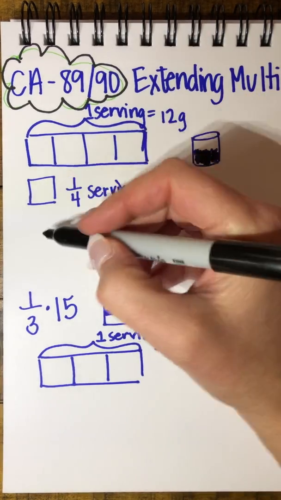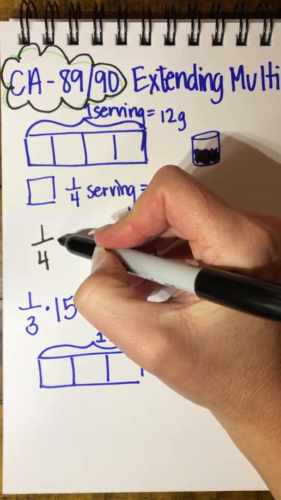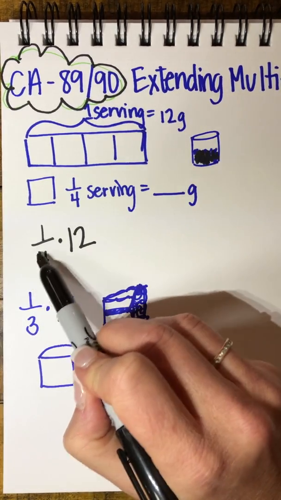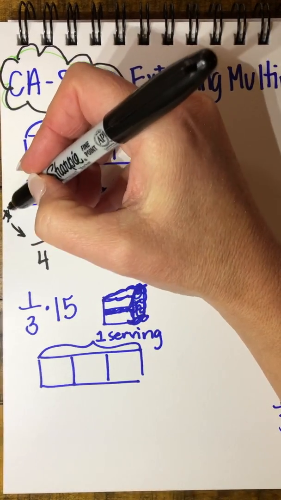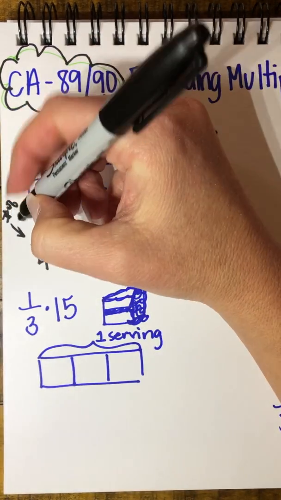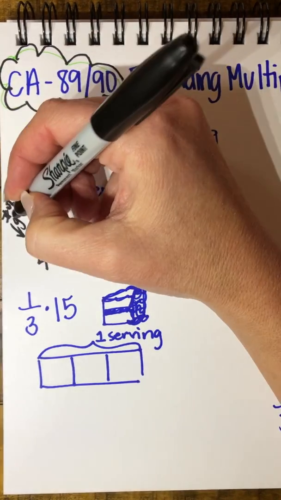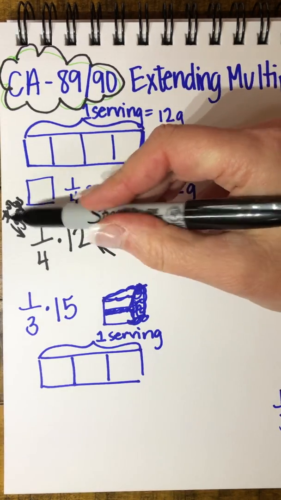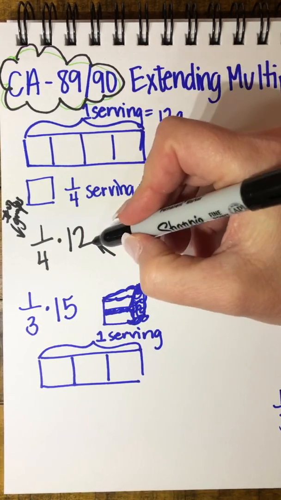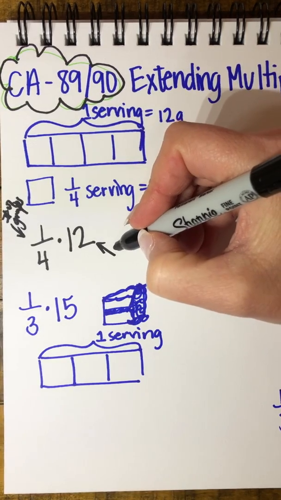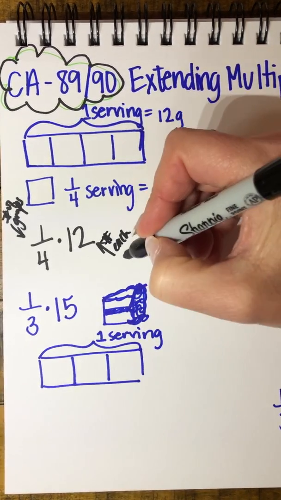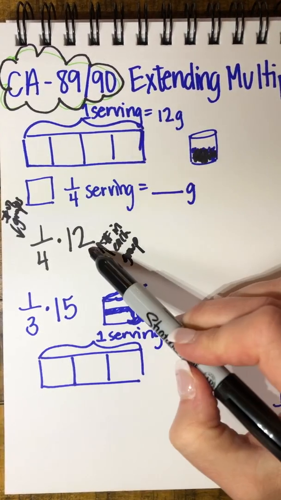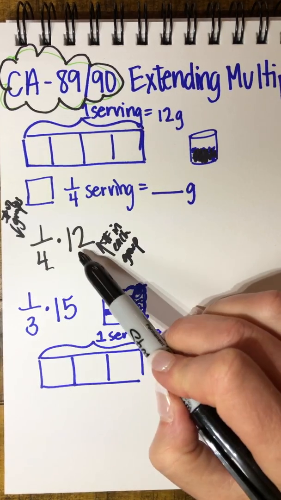And so if we just remember back to our definition of multiplication, we have our number of groups. So here is our number of groups. And when it's not a whole number like this, it might seem a little bit confusing, but we still have a fourth of a group as our number of groups. And then 12 grams is the amount in each group, because that's the amount of sugar in one whole serving. So that's what we're looking at here, 1/4 times 12.